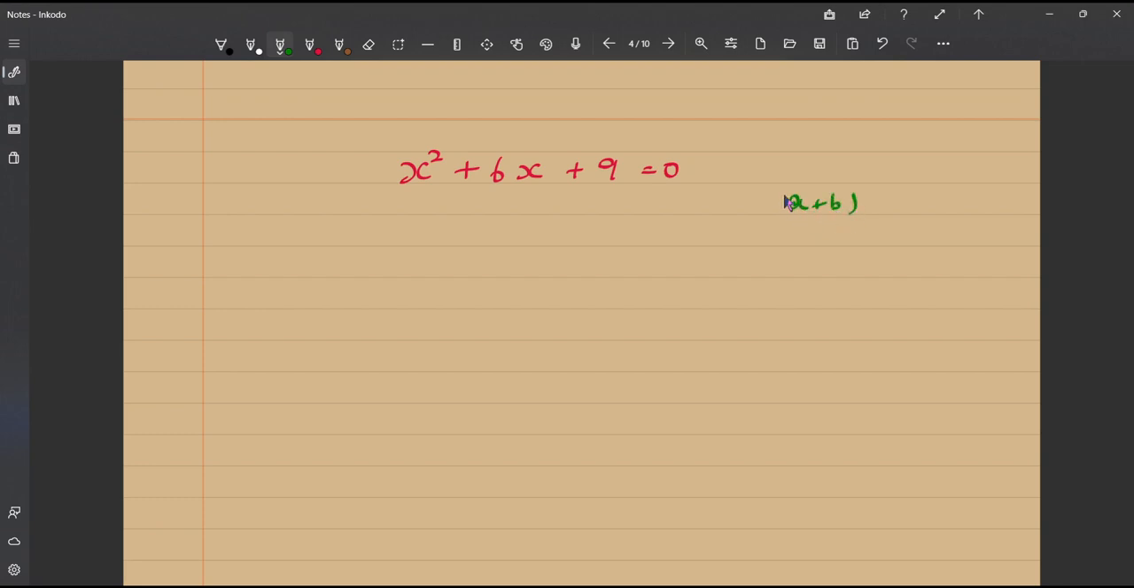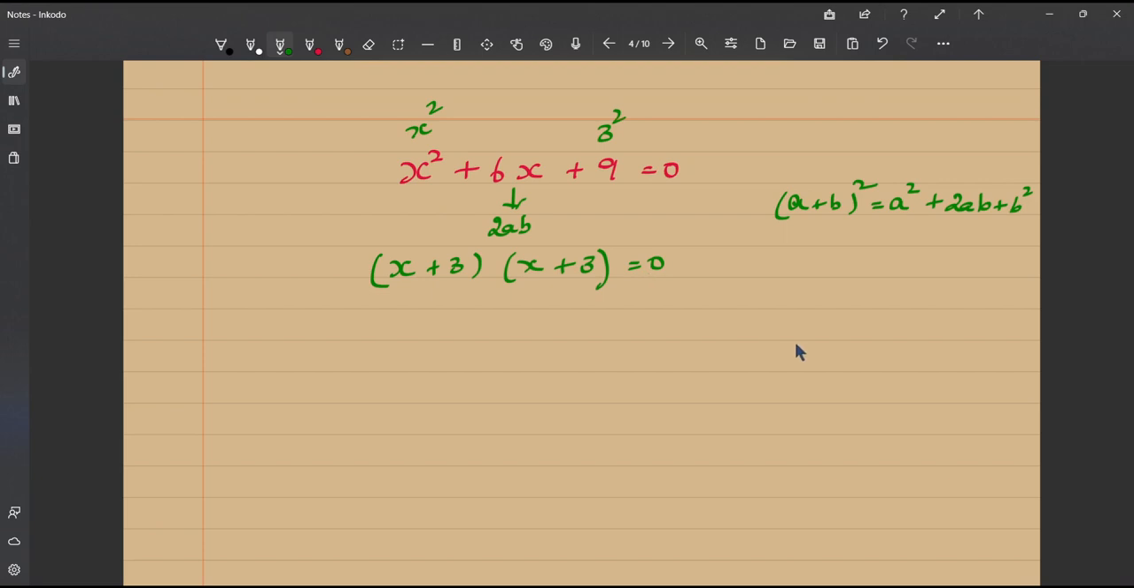Of course, we know what perfect squares in polynomials are. (a plus b) the whole square is equal to a squared plus 2ab plus b squared. This is x squared, which is the a squared, and 3 squared, which is the b squared, and this is of the form 2ab. So we quickly found the factors to be (x plus 3) into (x plus 3) equals 0.